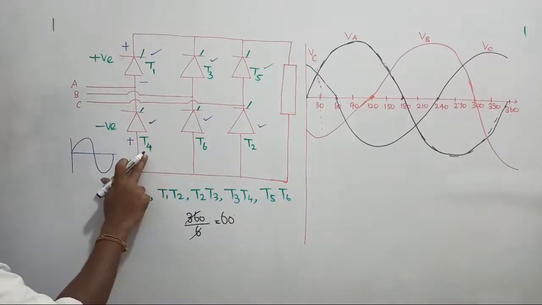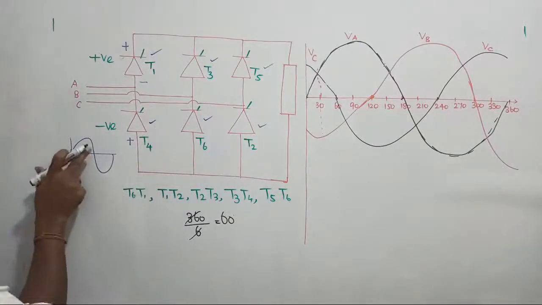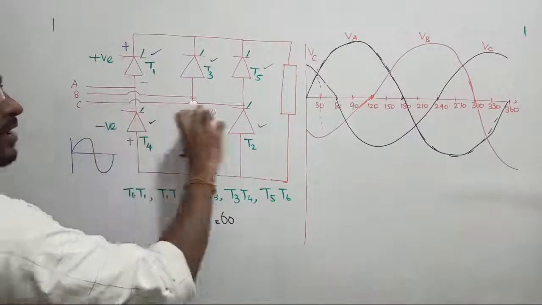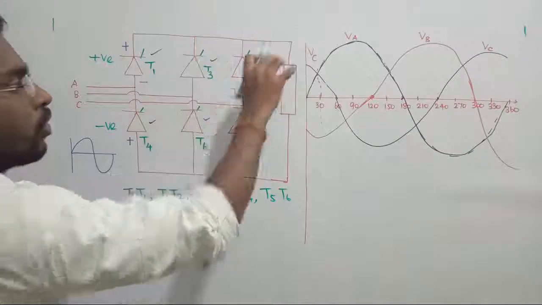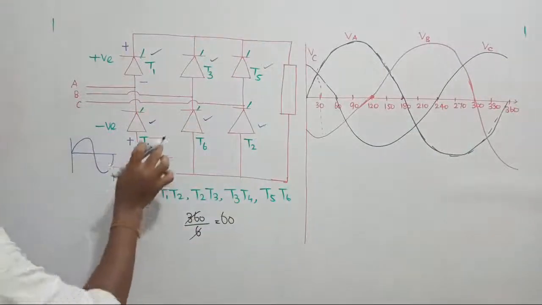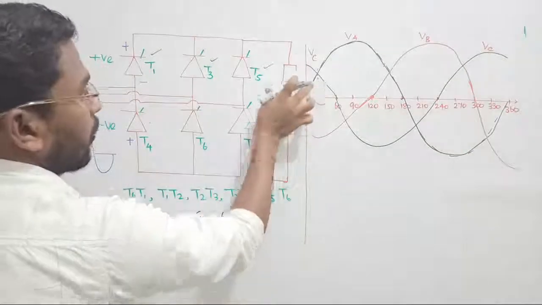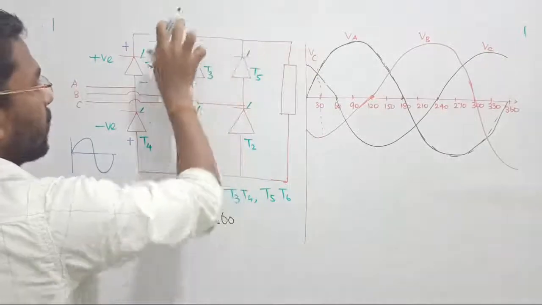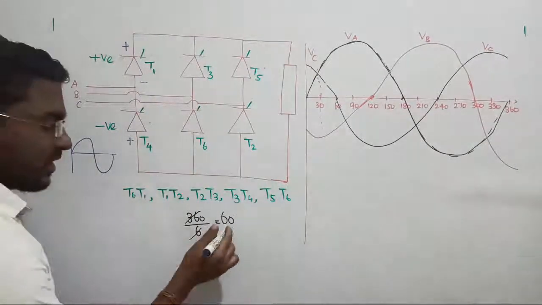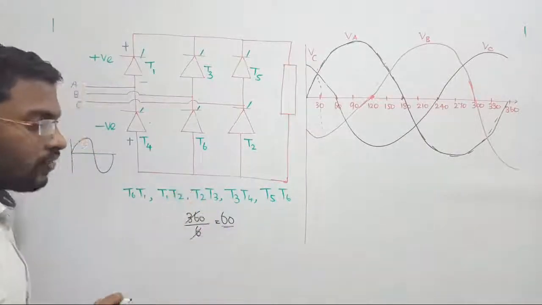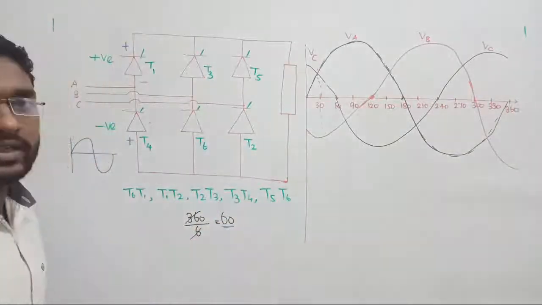It can be turned on when the supply of the phase A will be reversed, negative. Similarly, all the lower legs will follow negative phases. Upper legs will follow the positive phase voltage. That is how we are triggering the circuits. Next, each and every thyristor is going to be triggered with a displacement of 60 degree. Shall we start?